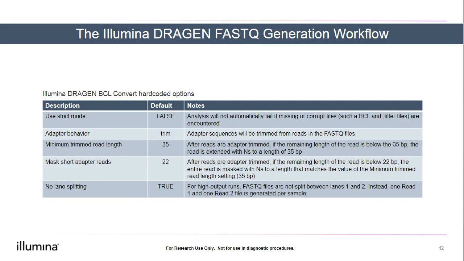And lastly, for this section are the DRAGEN FASTQ generation workflow hard-coded options. These are hard-coded on the instrument and cannot be edited from the sample sheet. A commonly asked question is about the use strict mode setting, which is defaulted to false. When true, FASTQ generation fails when there are missing or corrupt BCL files. And when false, FASTQ generation can proceed beyond missing or corrupt BCL files. Although not shown here, this option is set to false, meaning that FASTQ generation can proceed even if there are missing or corrupt BCL files in the DRAGEN FASTQ generation workflow.